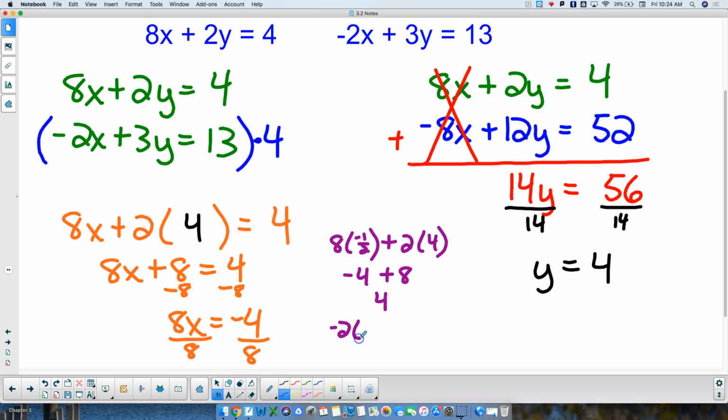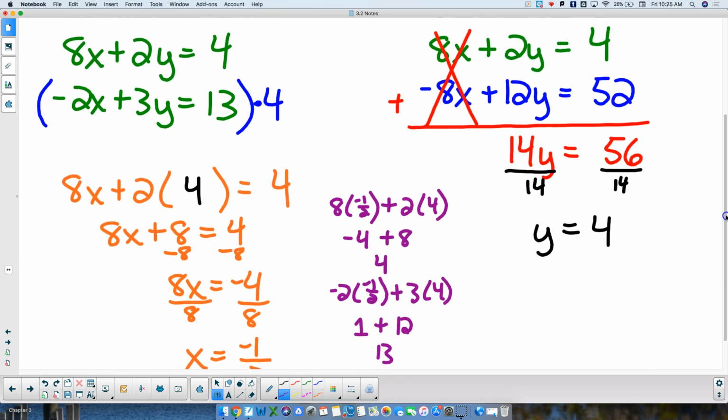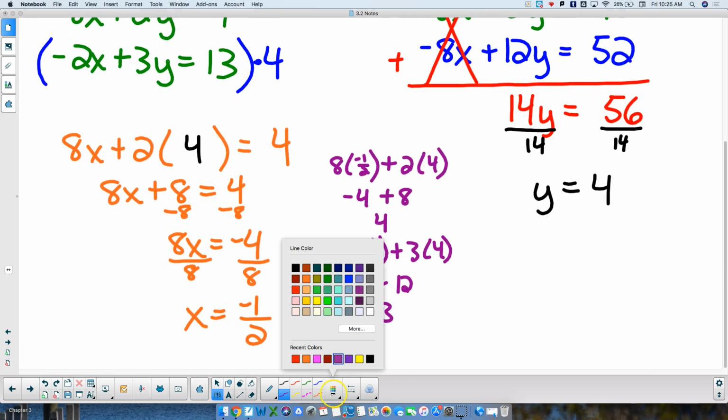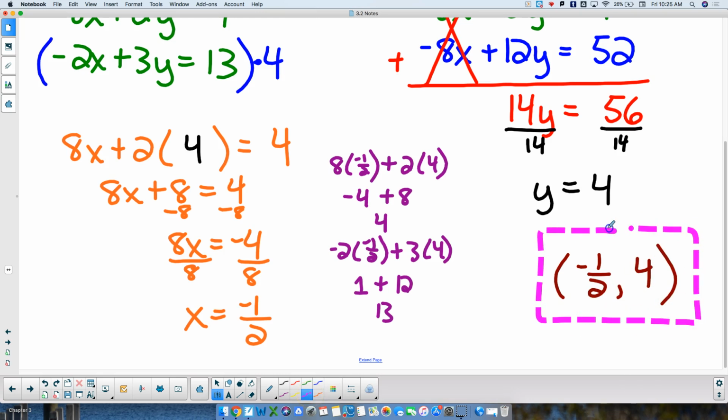Negative 2 times negative 1/2 plus 3 times 4. Negative 2 times negative 1/2 is positive 1, plus 12 is 13, and 13 is equal to 13. So it works out in both equations. I should check them each and every time, before I circle my answer. That way I know if I'm right away. Questions on that one?